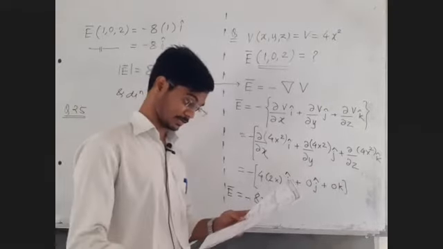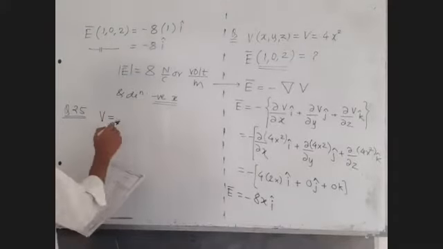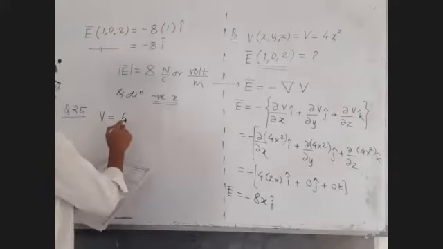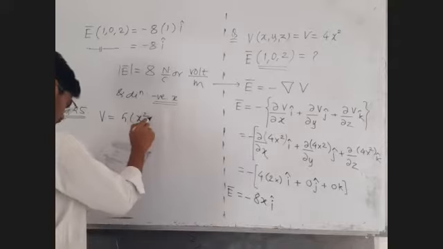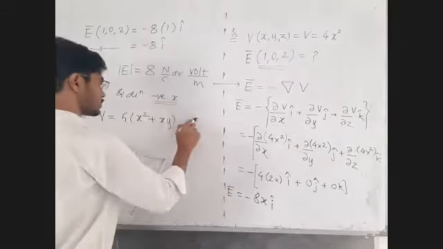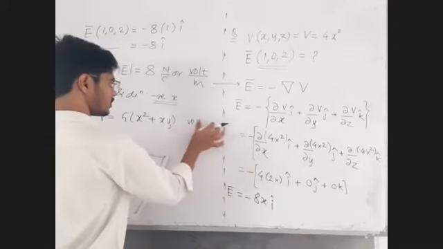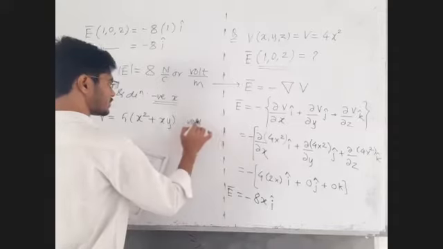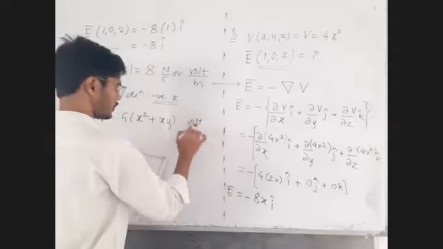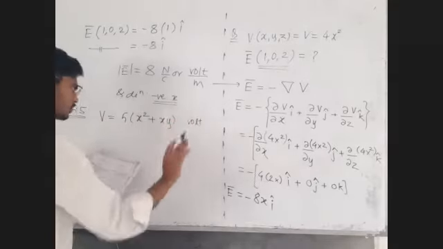Find the electric field. The potential in the xy plane is given as V = 5(x² + xy) volts. They should not write volts. Units are not to be made plural. It should be simply volt, it should not be volts.